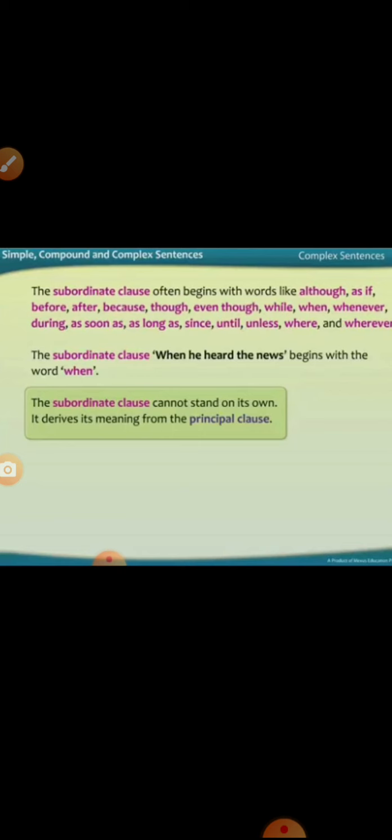So this subordinate clause, when he heard the news, begins with the word when. So this is the dependent clause. It cannot stand on its own. It depends upon the principal clause for its meaning.